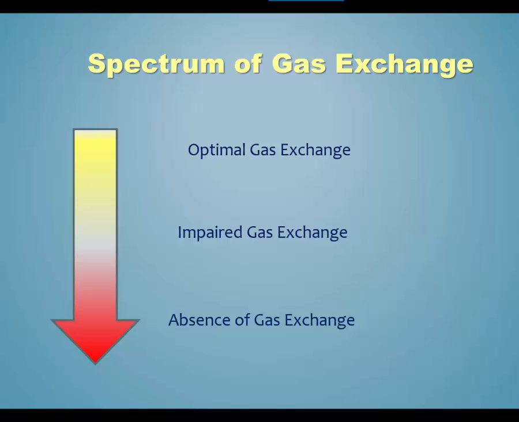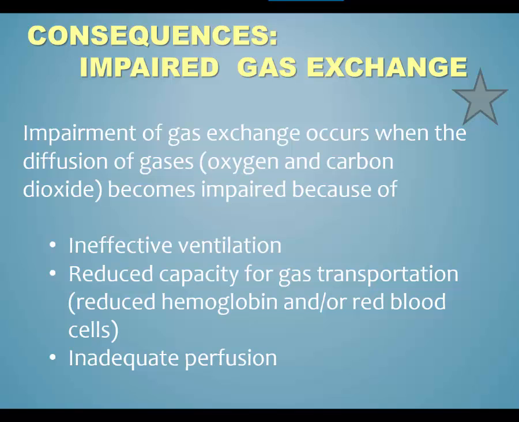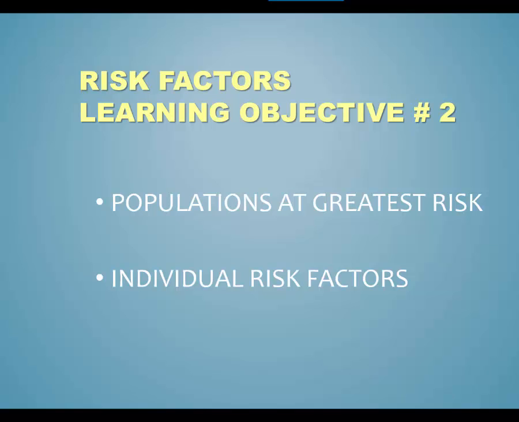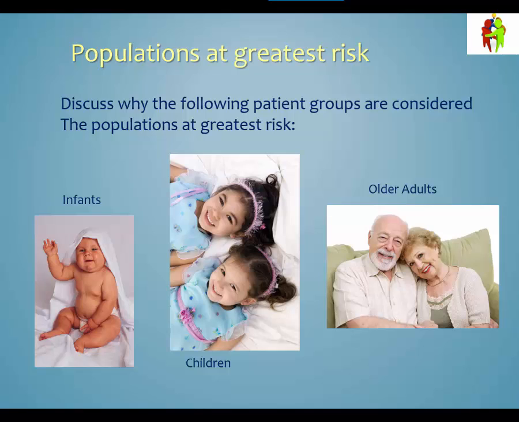This slide shows that gas exchange is on a spectrum of optimal to impaired to absent, with many disease processes in the middle. This is a review slide of what we've just gone over, so you need to read it. Our next objective is to look at populations at risk as well as individual risk factors. Populations at greatest risk are infants, young children, and older adults.